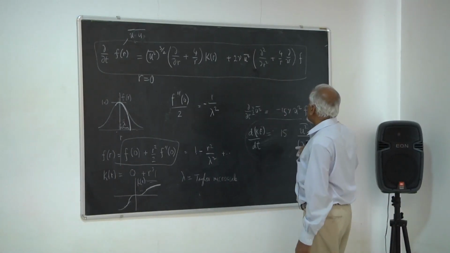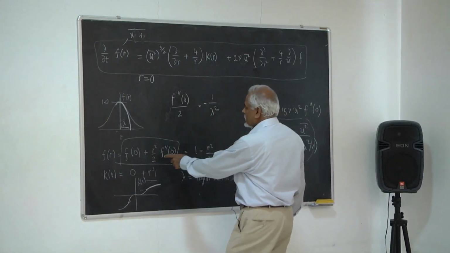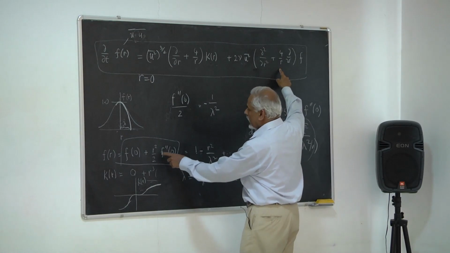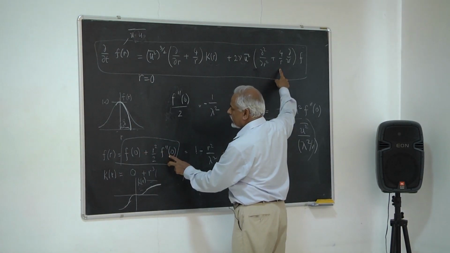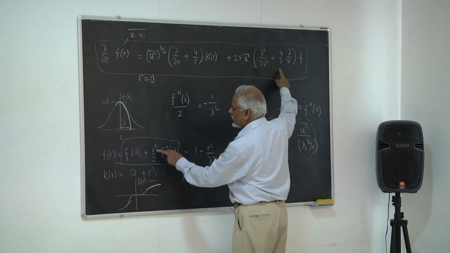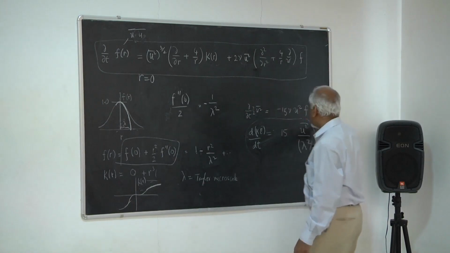Yeah, you should know that I have done this thing correctly. So there is r for sure, but when I put in for f this r squared by 2 f double prime, if you differentiate it, I will have one r here, and that r will be cancelled there, and I have that.